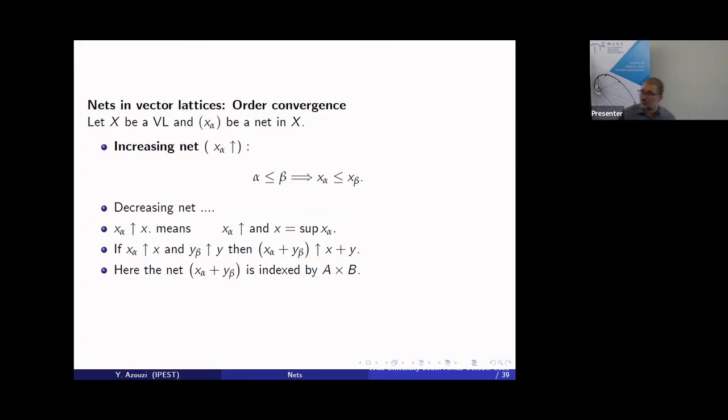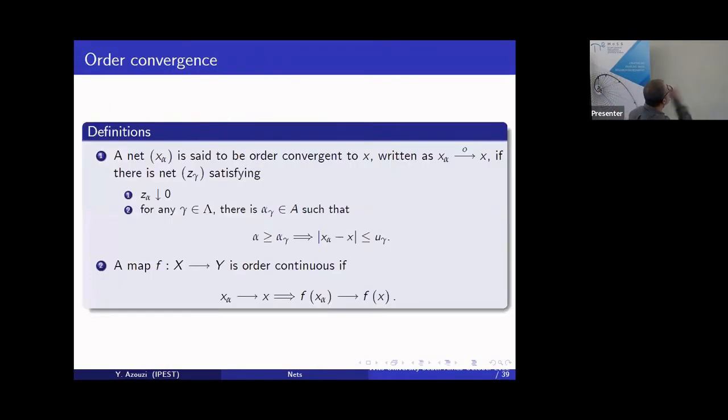Okay. So for increasing things, it behaves very well with algebraic properties. So now the definition of convergence. There is a long story about convergence of nets in vector lattices. Until 2005, people used another definition. So this one is somehow a new definition, and now it's used everywhere.